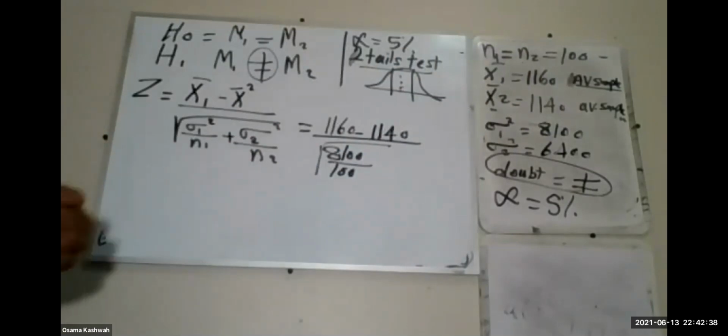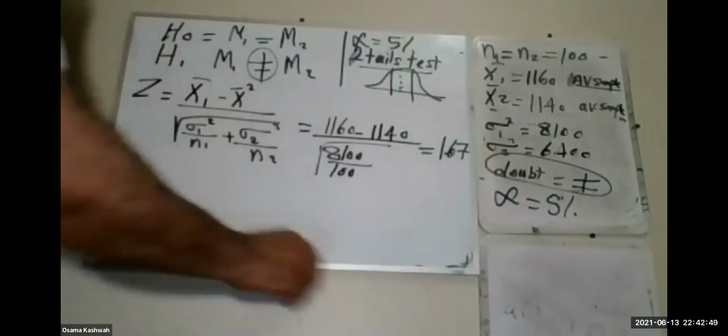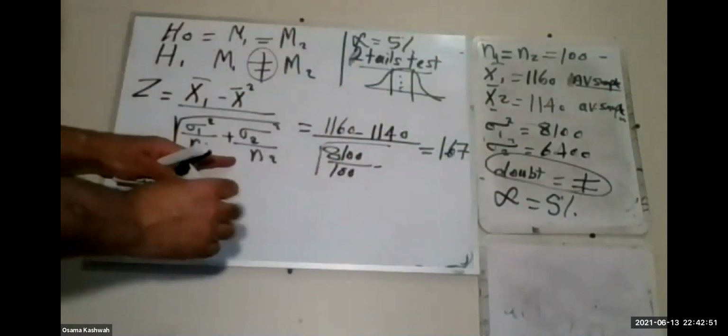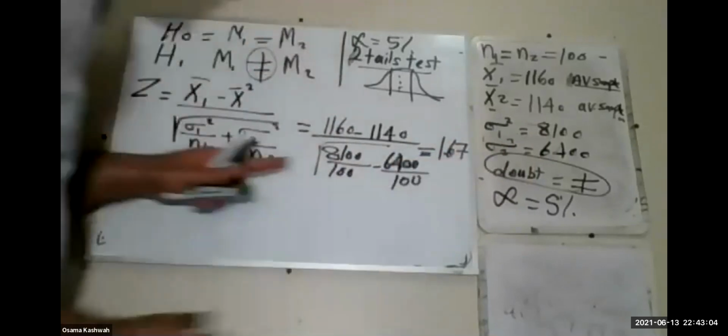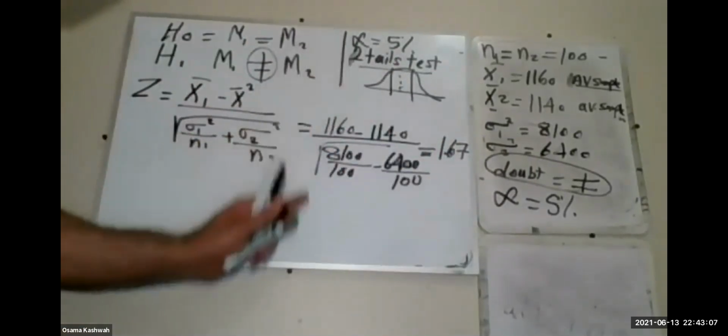So when I calculate all this, Z will give me 1.67. Perfect. After calculation like this, also sigma 2 squared, I said sigma 2 squared is 6,400, divided by n2, which is 100. When I'm done with all this calculation, it will give me 1.67.